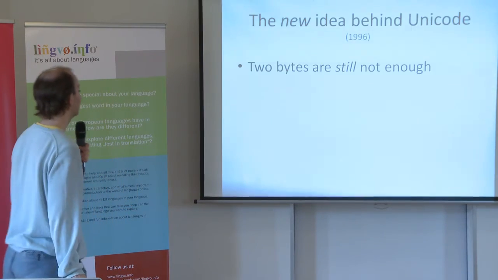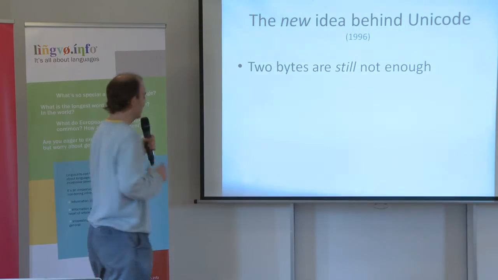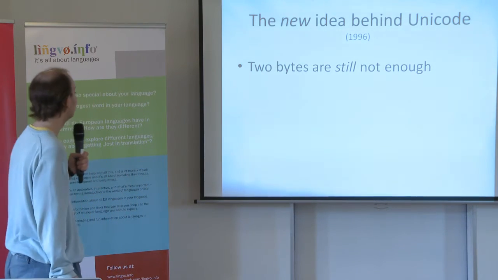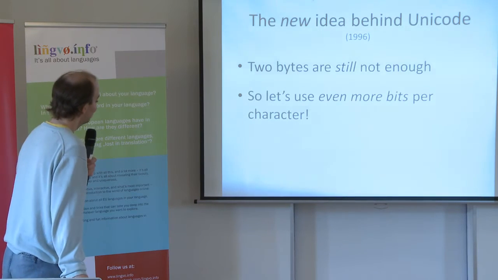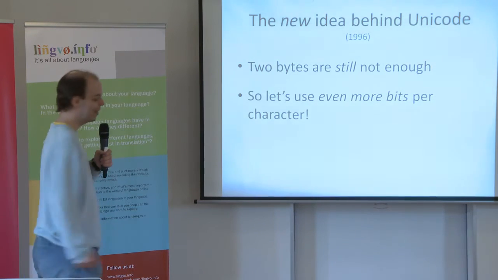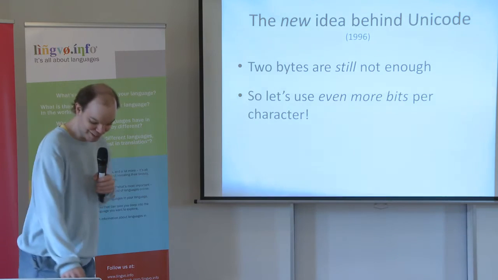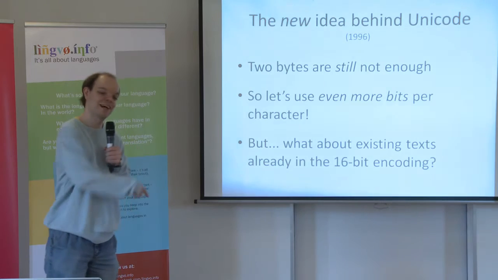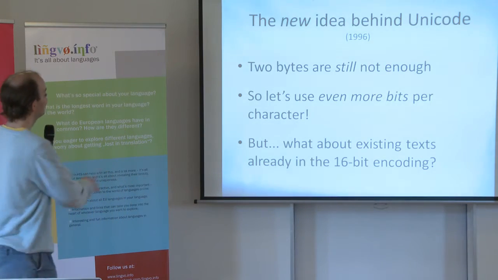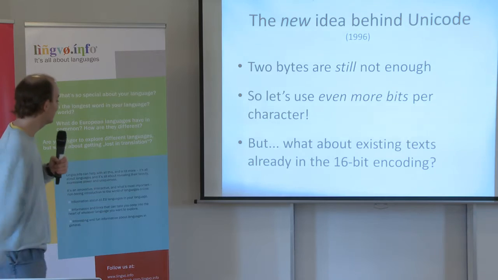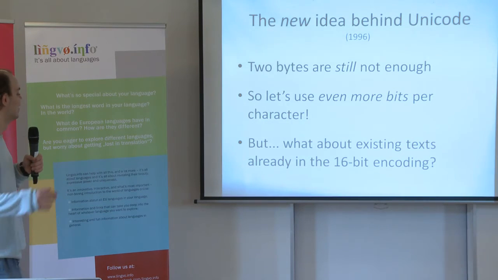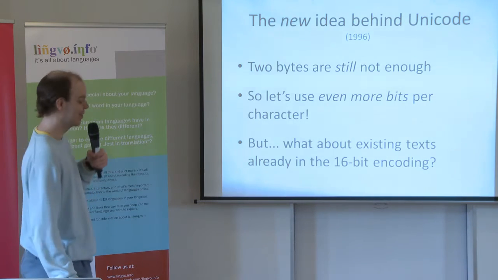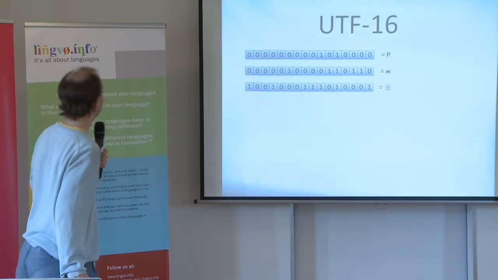Okay, so coming back to the idea. In 1996, they decided that 65,500 characters is not enough, so we need a new idea. You could just use even more bits per character, like maybe 24 or 32 bits, but we would run into the same problem that we had with ASCII before, because within those 5 years, people have already stored lots and lots of data all over the world and all over the nascent internet in the 16-bit encoding. So something cleverer needed to be done.